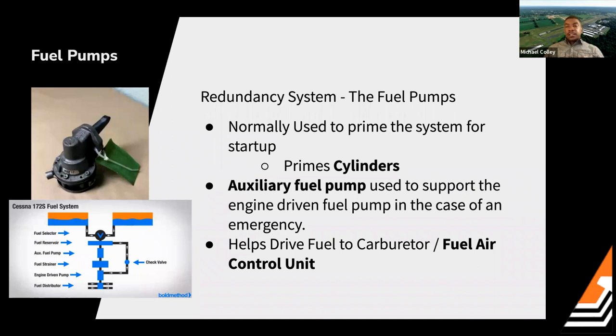Oftentimes you'll find this, let's say we have a vapor lock situation, which we'll go into a little bit later, or there's a failure of the engine-driven fuel pump for any reason. It helps drive fuel to the carburetor or the fuel control unit. The reason why I say carburetor is that we don't have auxiliary fuel pumps in our Cessna 172P, but there are Cessna 172Ps with auxiliary fuel pumps that do directly inject it into the carburetor as well. But particularly for the Cessna 172S, it helps drive it to the fuel control unit. Particularly the engine-driven pump, which we're going to go over shortly here.